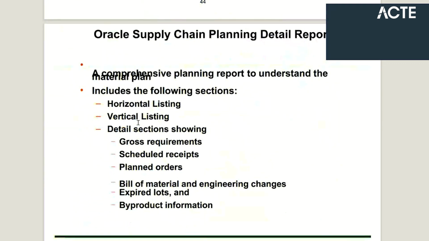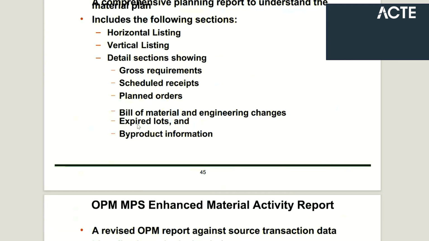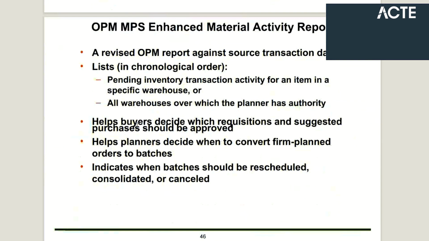Now, there is a horizontal listing and a vertical listing, which we had seen previously. And cross requirements, scheduled receipts, planned orders, bill of materials, engineering changes, expired lots, byproduct information. All these things are there.